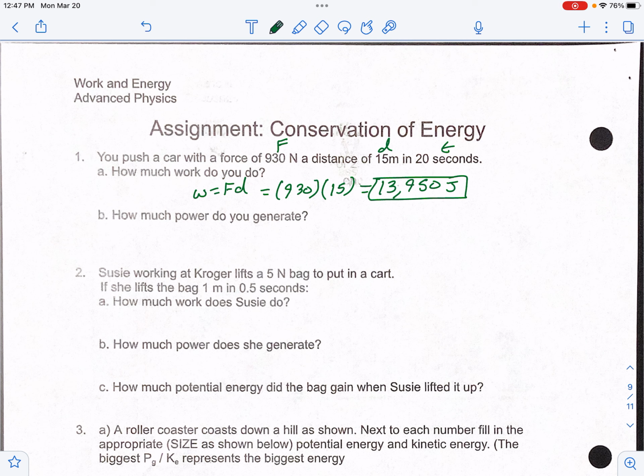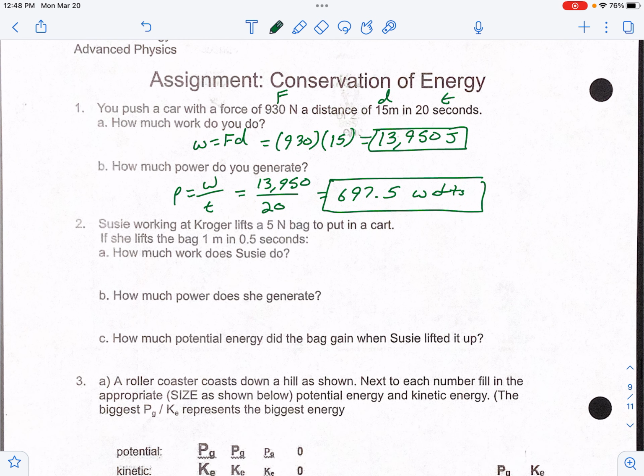Part B, it says how much power do we generate? So remember, power is work divided by time. So I'm going to take that work I just found, which was 13,950 joules, divide it by my time, which is 20 seconds, and I get 697.5 watts. Okay, so remember, the unit for power is watts.